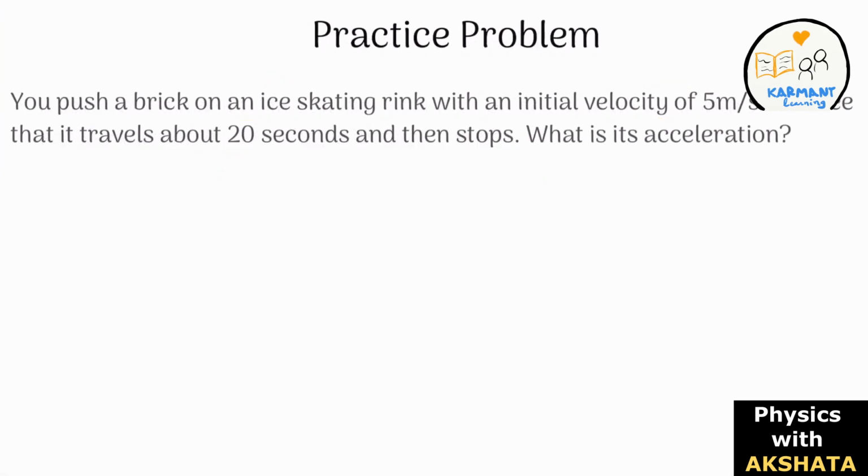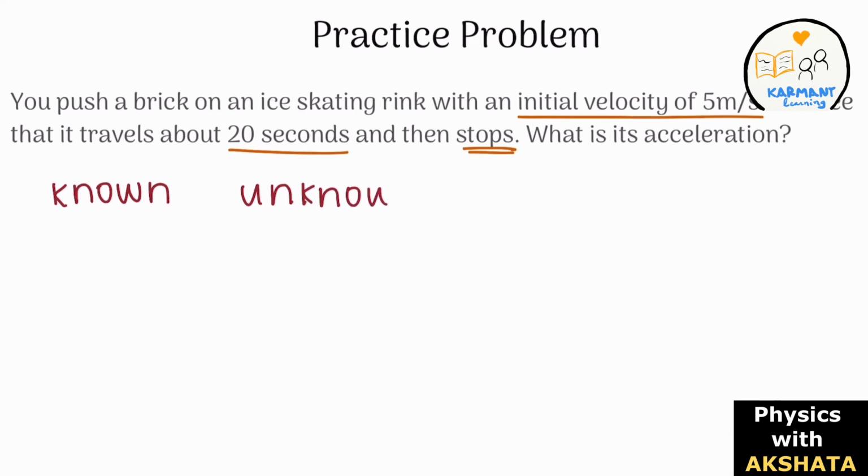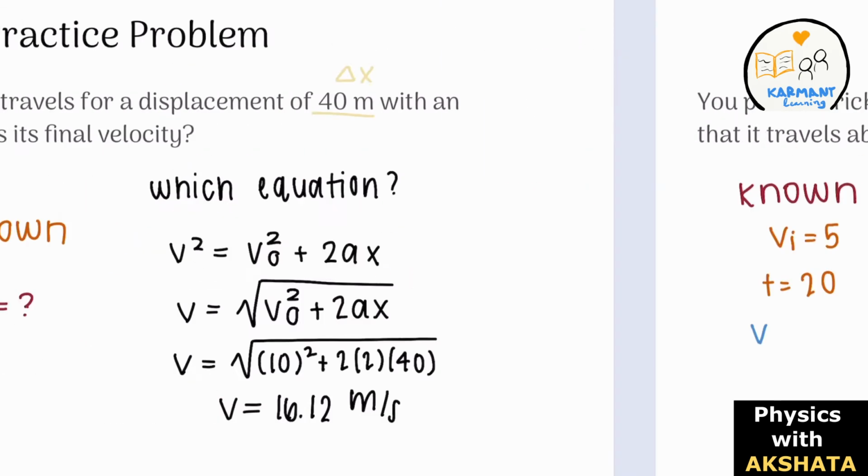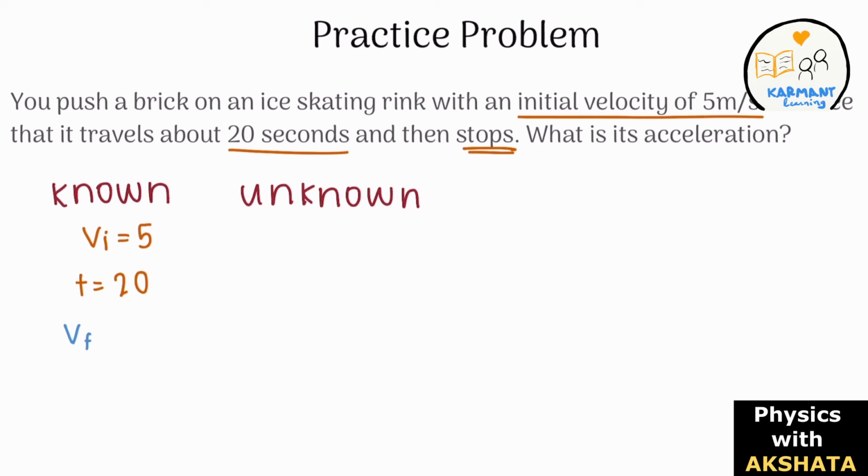Let's work on another problem. You push a brick on an ice skating rink with an initial velocity of 5 meters per second. You see that it travels for 20 seconds and then stops. What is its acceleration? So the first thing we have to do is make a knowns and unknowns list. In the knowns, we would put our initial velocity, which is 5 meters per second, and then our t of 20 seconds. Do we know the final velocity? I think we do, because it says that the object stops. So that automatically means that the final velocity is 0 because the object's not moving. Okay, and what is it that we want to find? We want to find the acceleration of the object.